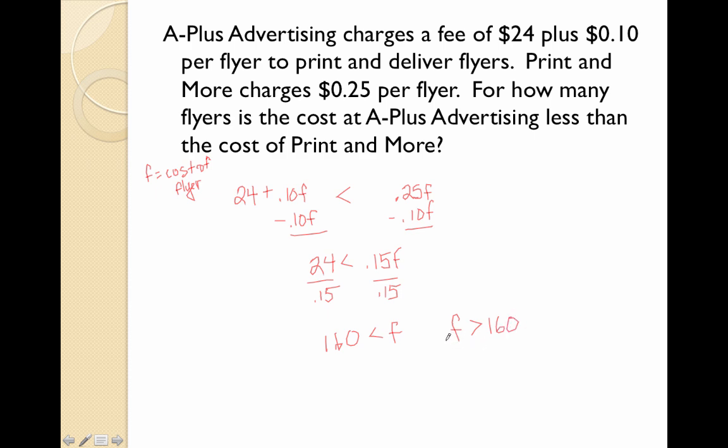So A+ is cheaper if I order at least, not at least, more than 160 flyers. I apologize. So if it's greater than 160 flyers, then A+ will be cheaper. Less than 160 flyers, Print and More will be cheaper. Hopefully this all made sense.